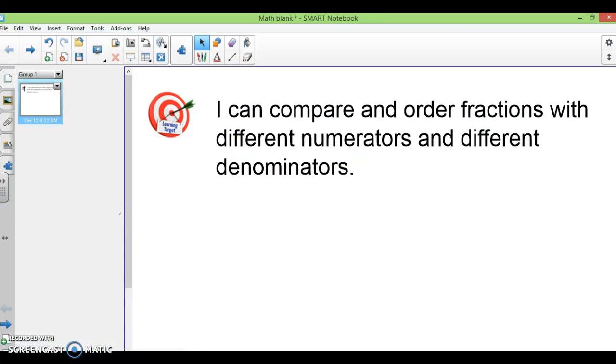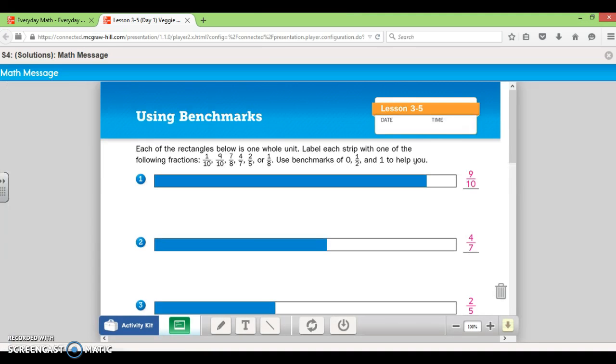Here we go with our learning target. I can compare and order fractions with different numerators and different denominators. So let's take a look at this. Here, you're not going to do this page. I'm going to go through it with you.